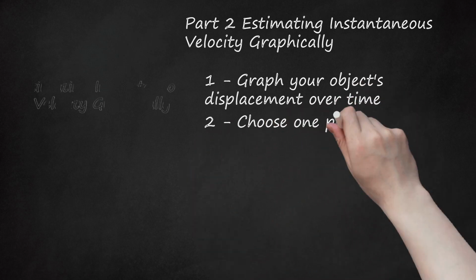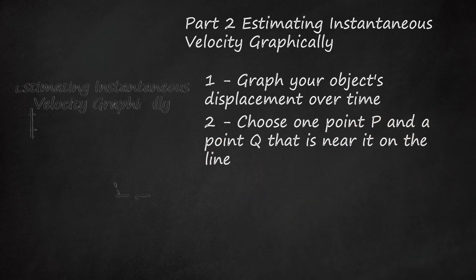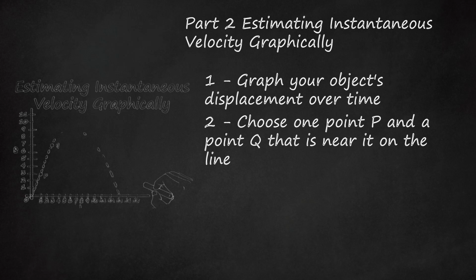2. Choose one point P and a point Q that is near it on the line. To find a line's slope at a single point P, we use a trick called taking a limit. Taking a limit involves taking two points, P and Q, a point near it, on the curved line and finding the slope of the line linking them over and over again as the distance between P and Q gets smaller.